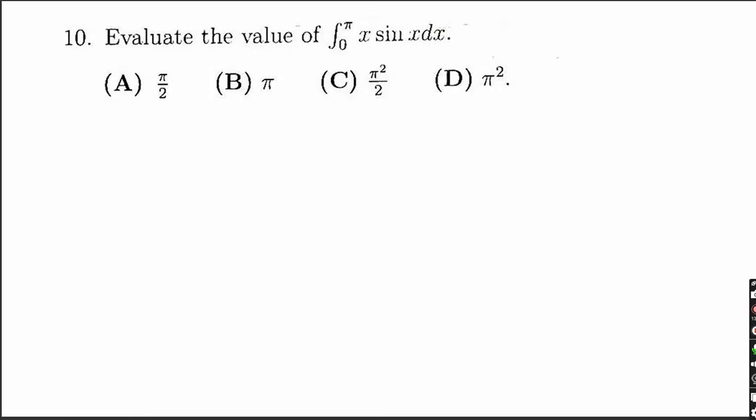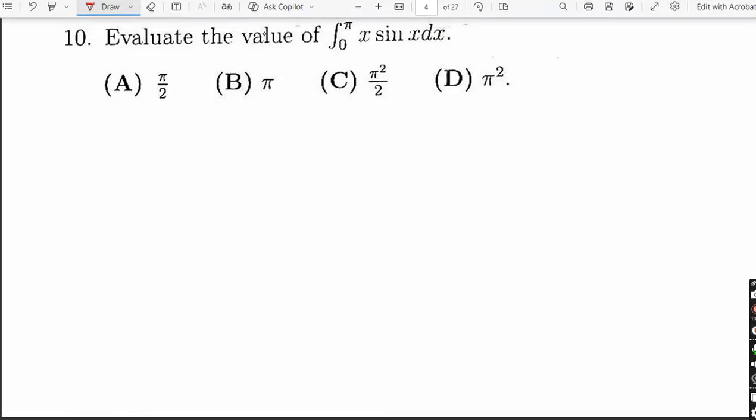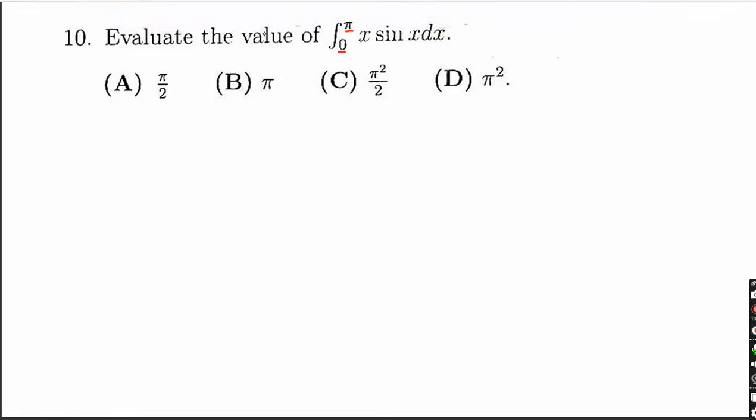So we have now this question here, question 10. Evaluate the value of the integral of x sine x dx. Okay, so in this case, what we need to know first, we are going to forget first about these values. We want to try if U-substitution is going to help us. So from U-substitution, you have the integral of x sine x.